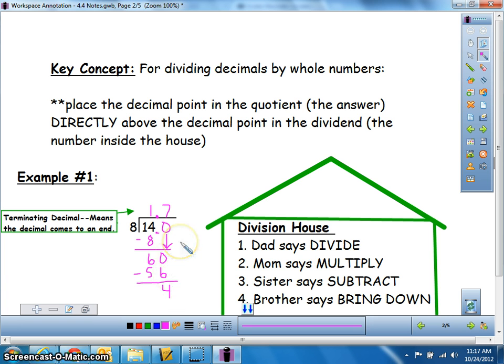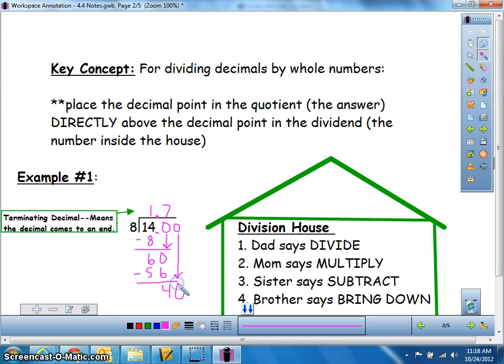Well, when we were doing remainders, we stopped when there were no more numbers. But now that we've moved on to decimals, we've got to keep adding zeros at the end. Remember, we can add zeros to the end of a decimal. It doesn't change how things are. So we're going to bring this straight down. And so now we have 40.